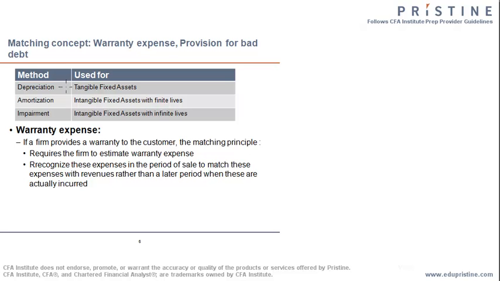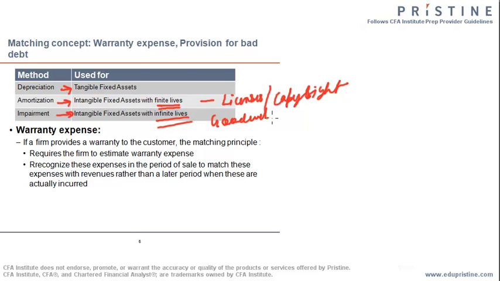Just to summarize what I've just said, depreciation is a terminology used for tangible fixed assets. Amortization is a cost allocation used for intangible fixed assets with finite life. Examples could be licenses, patents or copyrights, which are there for a limited period of time. Impairment is a terminology used for intangible fixed assets with infinite life. Examples would be goodwill and brands. So those are the key issues related to depreciation.